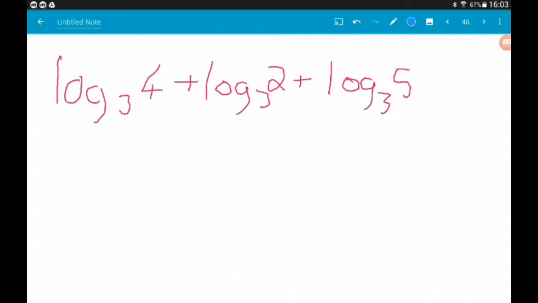Second example, log base 3 of 4 plus log base 3 of 2 plus log base 3 of 5. So it's one long chain of addition, so we simply multiply the numbers in the logs together. Notice too, each log is in the same base. They have to be, otherwise the laws don't hold. So this is going to be log base 3 of 4 times 2 times 5. So 4 times 2 times 5 is 40. So it's log base 3 of 40.